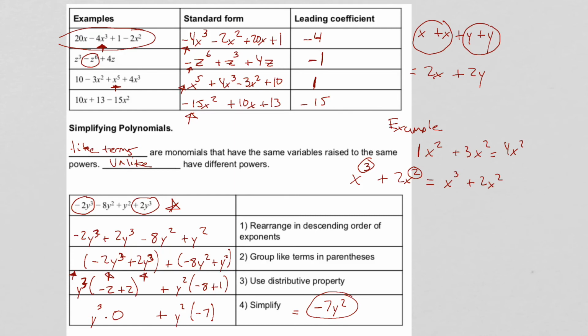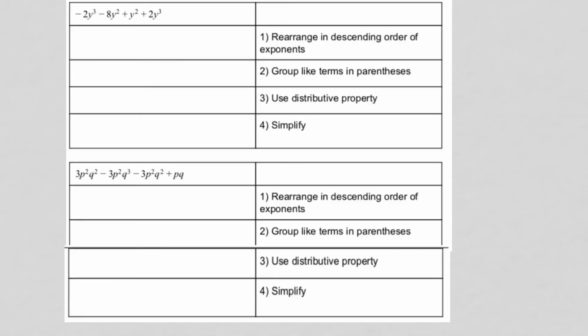So I'll give you a moment to write that down, and then we're going to move on to the next example. On this second example here, I want you to cross it out because I have a duplicate. And here's the example we are going to do.